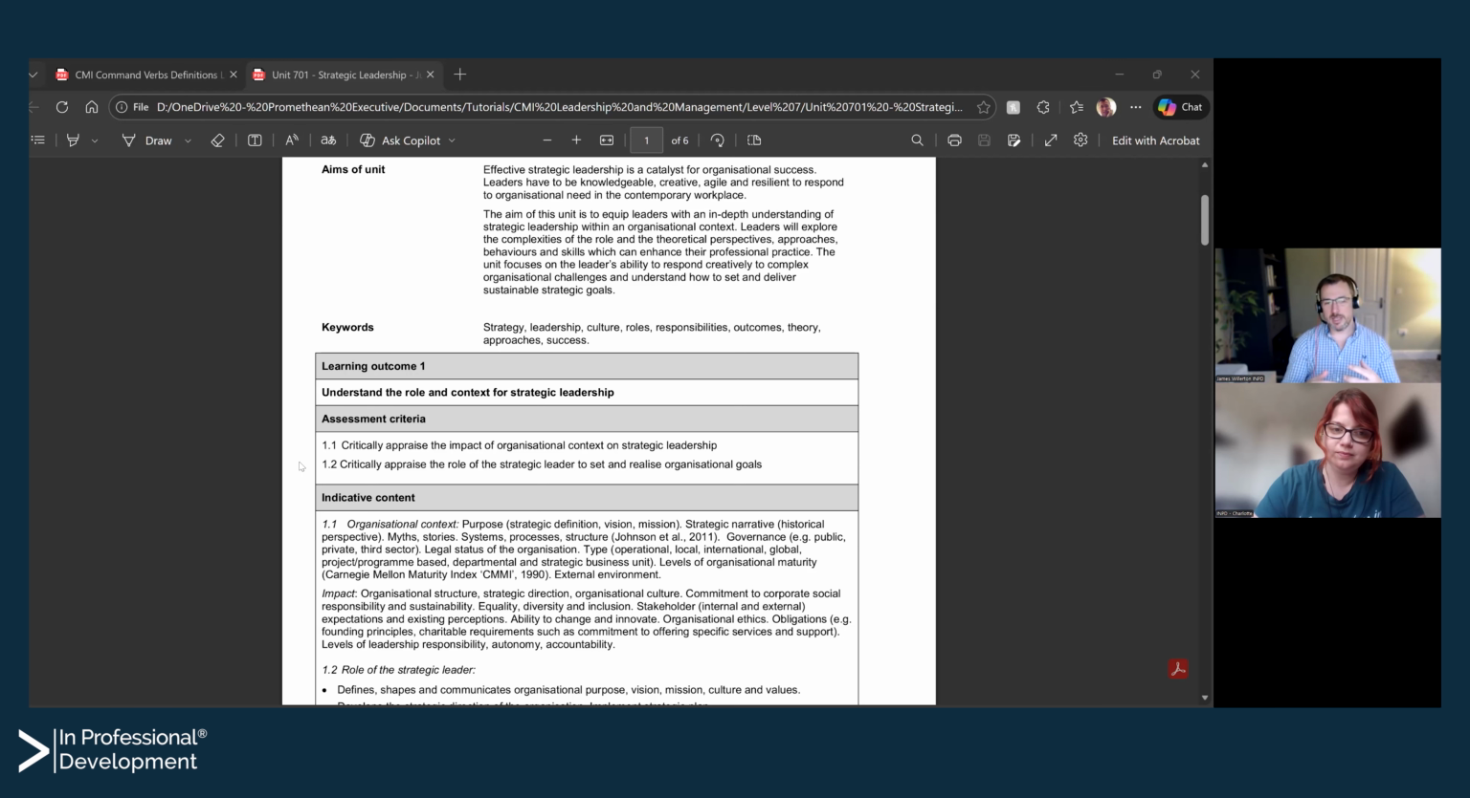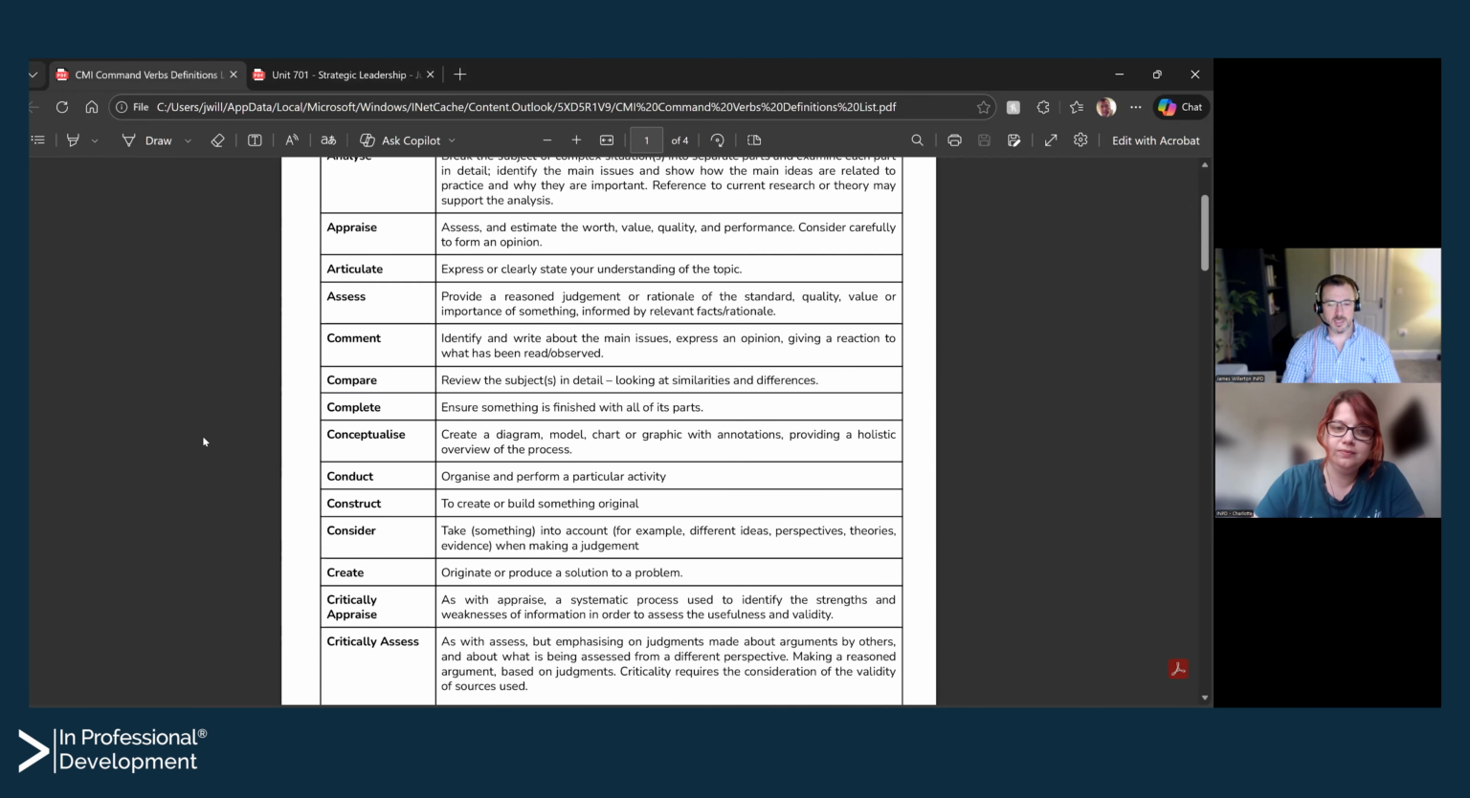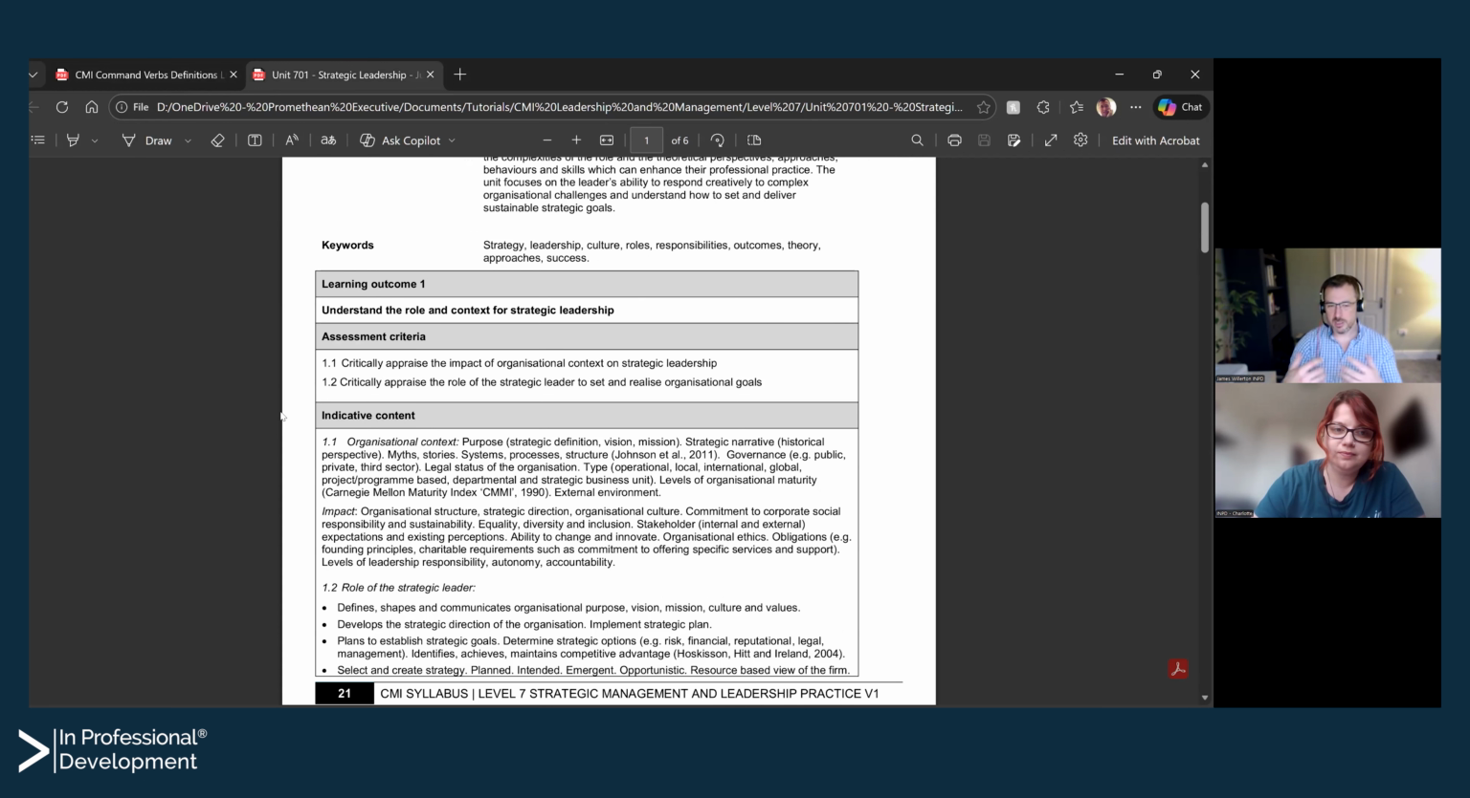What we're then going to do is go ahead and look at a critical appraisal. And if we quickly look at our command verb definitions here, it's a systematic process used to identify the strengths and weaknesses of information in order to assess the usefulness or validity. Okay, so we're going to be critical in our thinking here. It's really important to make sure we've got criticality throughout the assignments. And here we're looking at the relationship between organizational context and its impact on strategic leadership in the way that you've defined strategic leadership.